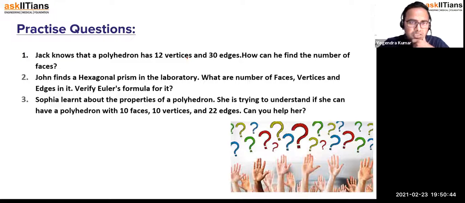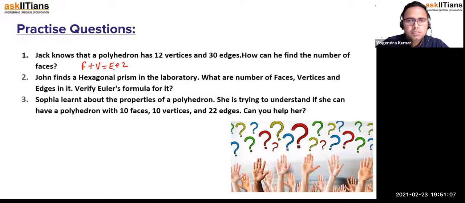Okay, there are more questions here, right? You guys should practice it. But if you want me to do it, I'll do it for you. Jack knows the polyhedron has 12 vertices, 30 edges. How can he find the number of faces? Okay, very good. We know this formula. F plus V is equal to E plus 2. So how many vertices? 12.